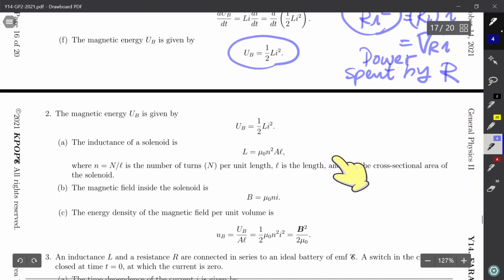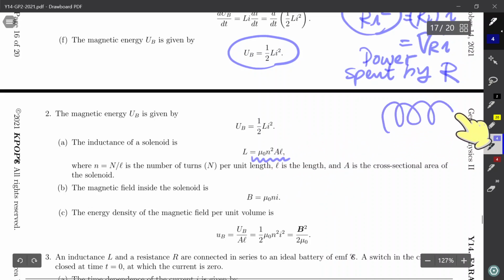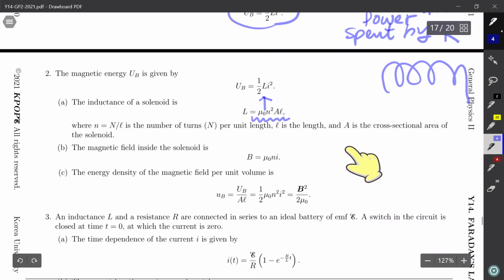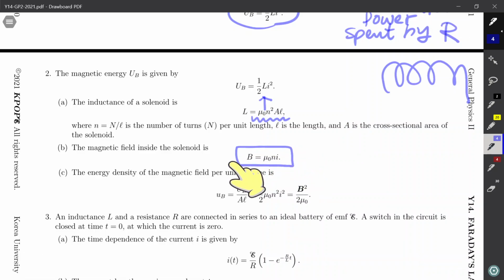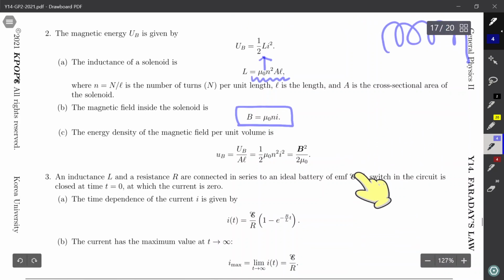We remember the magnetic energy can be expressed in terms of inductance. Substitute the inductance of the solenoid, substitute in here. But we remember the magnetic field inside the inductor is mu0 n I. By making use of this one, UB, capital UB, divided by volume.